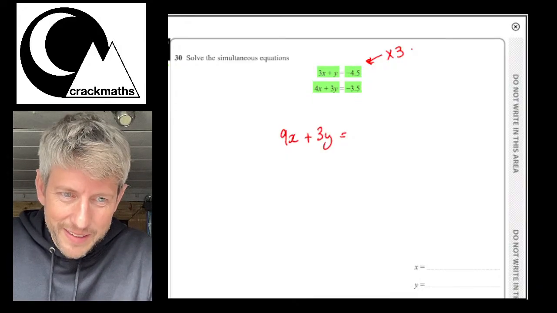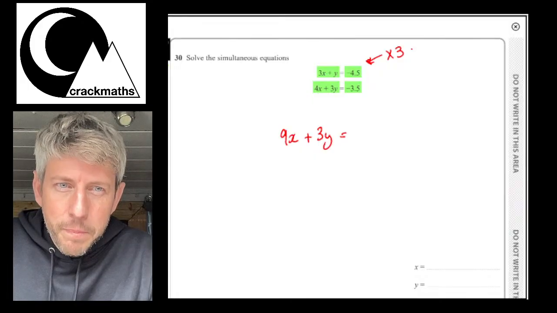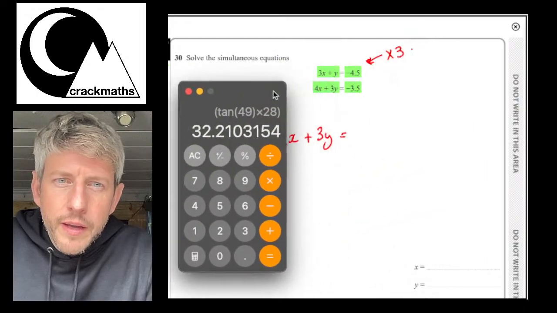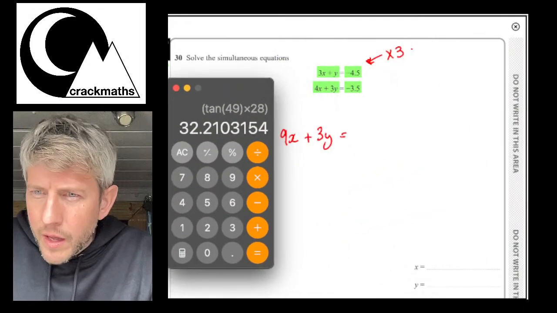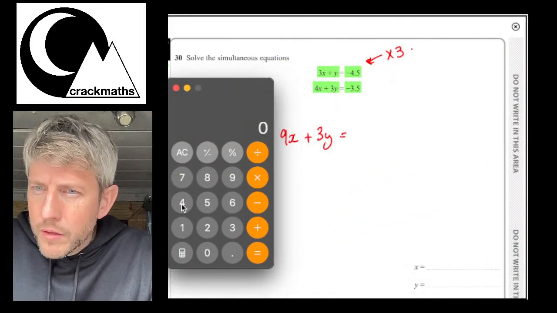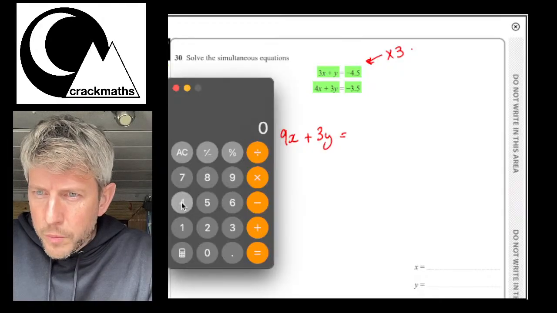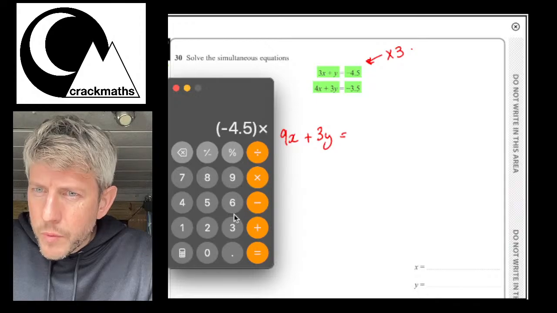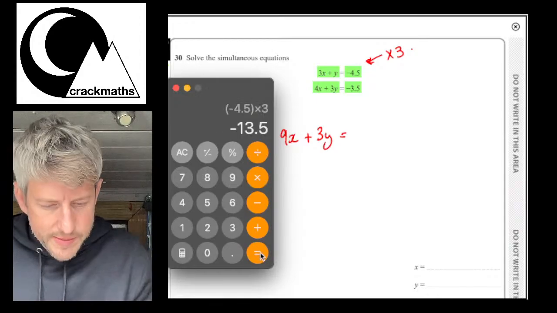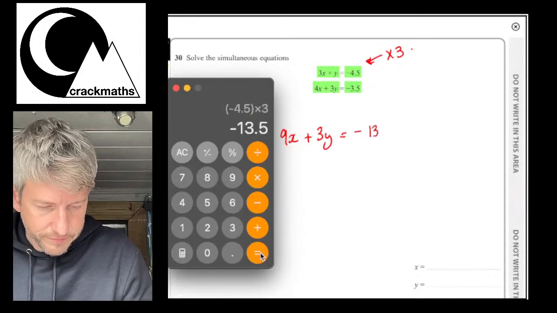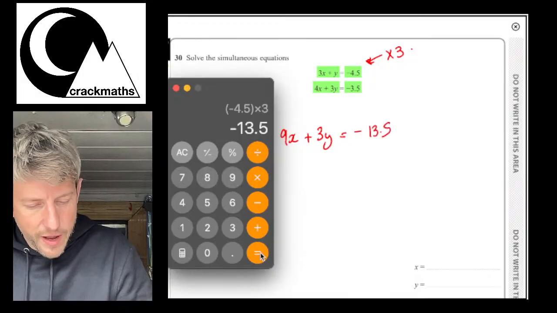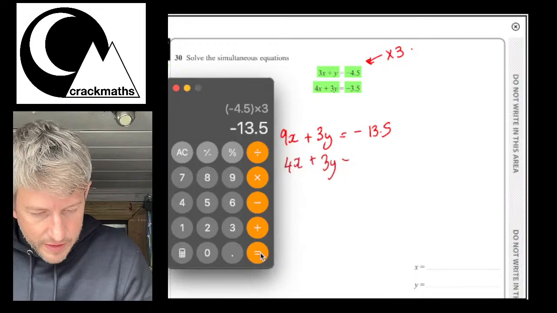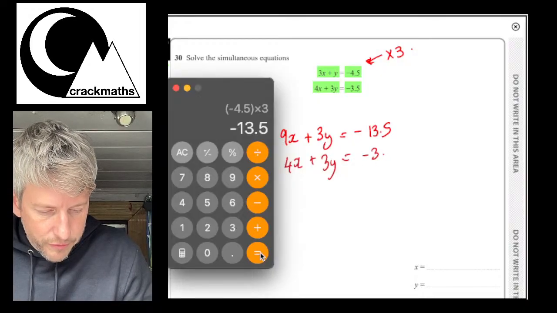I'm actually going to get the calculator out for this. Okay, let's do this. 4.5, negative, times by 3 is minus 13.5. And then below, I'm going to just write the other one here. 4x plus 3y equals minus 3.5.